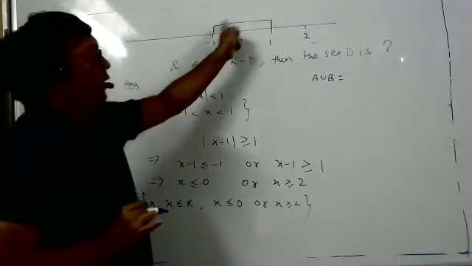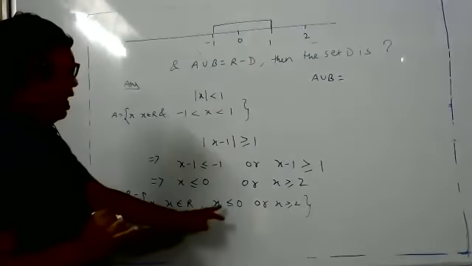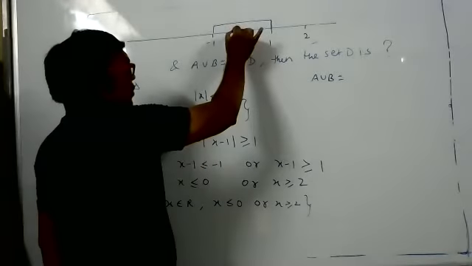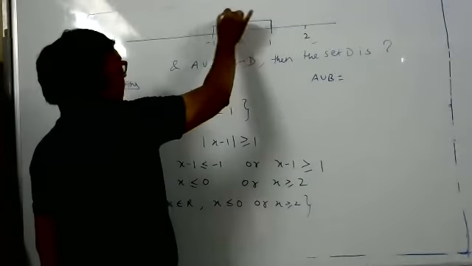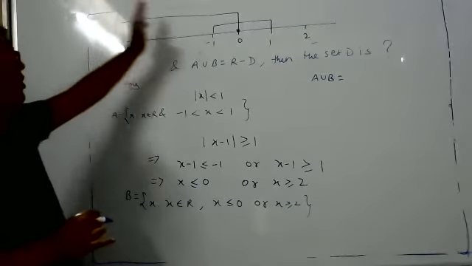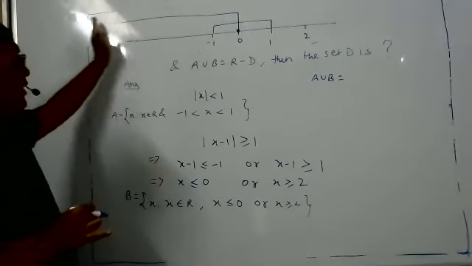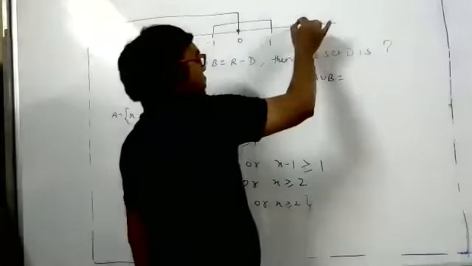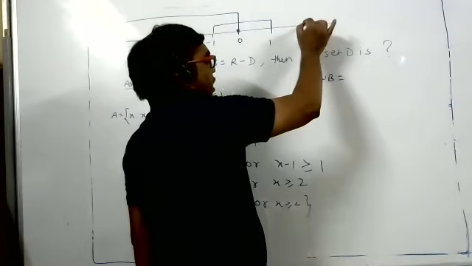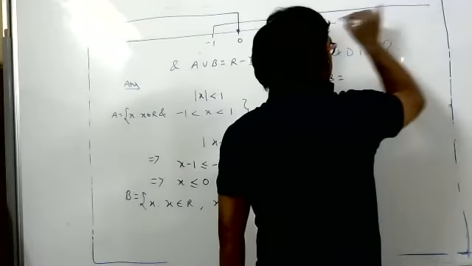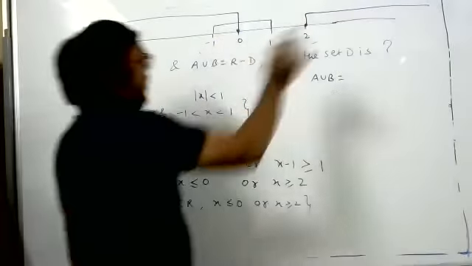Here I put a bracket. Then here less than or equal to 0 means 0 also, and less than 0 means till where? Minus infinity. And here more than or equal to 2 means 2 also. I'll put a bold dot here, and greater than 2 means till plus infinity. All these numbers you have to include.